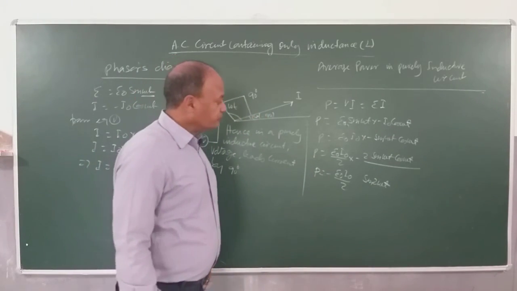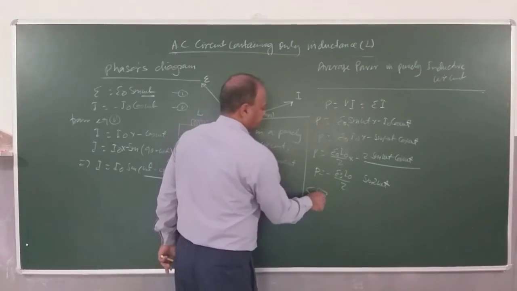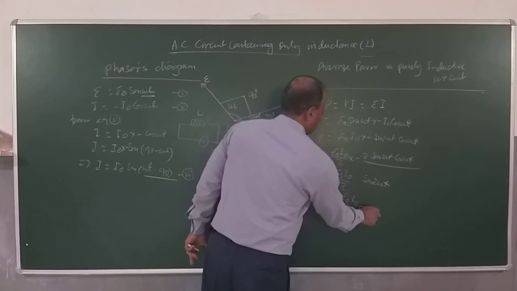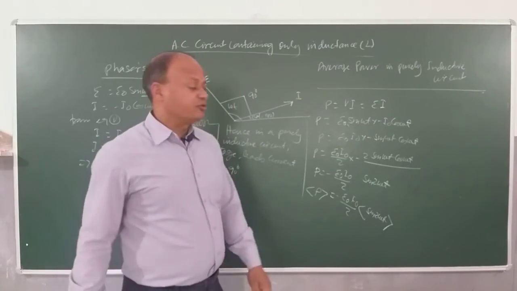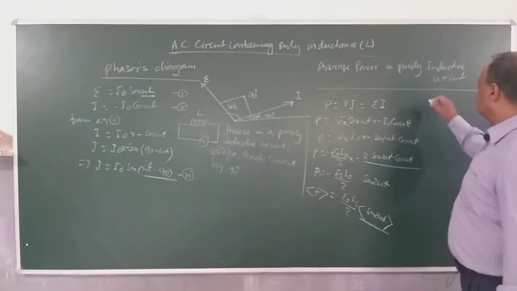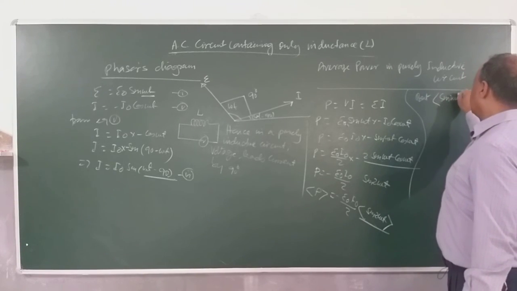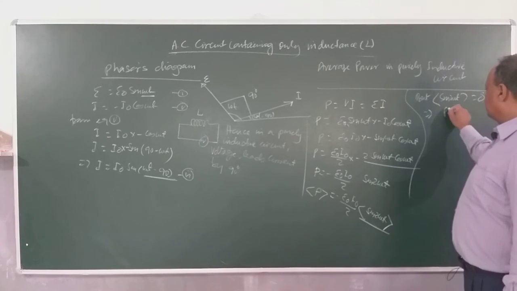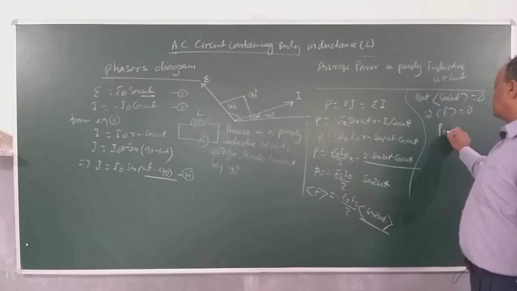And children, if I take the average of this, then average power is minus E naught I naught by 2 times the average of sin 2 omega t. And you've already done that, the average of sin 2 omega t is how much you have? 0. So average power will be how much you have? 0. Now this is a very interesting result, that average power in this circuit will be 0.